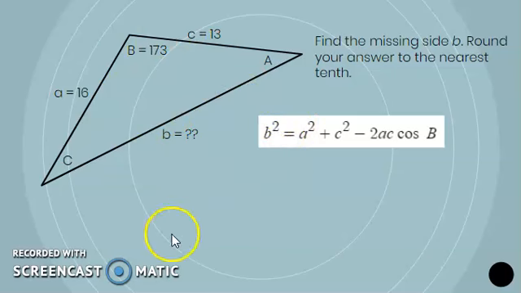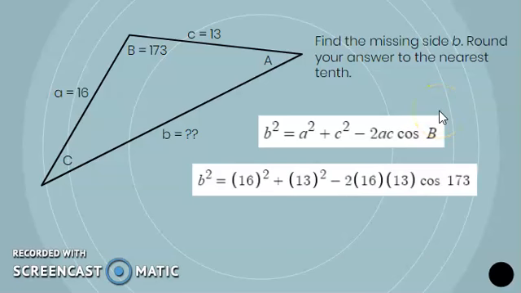Now to be able to solve for this, we're going to have to substitute all the values in its corresponding spot in the formula, which means that our formula will now be b squared equals 16, or a, squared plus 13, or c, squared, minus 2 times 16, a, times 13, c, times the cosine of 173, which is our b, our angle that was given.